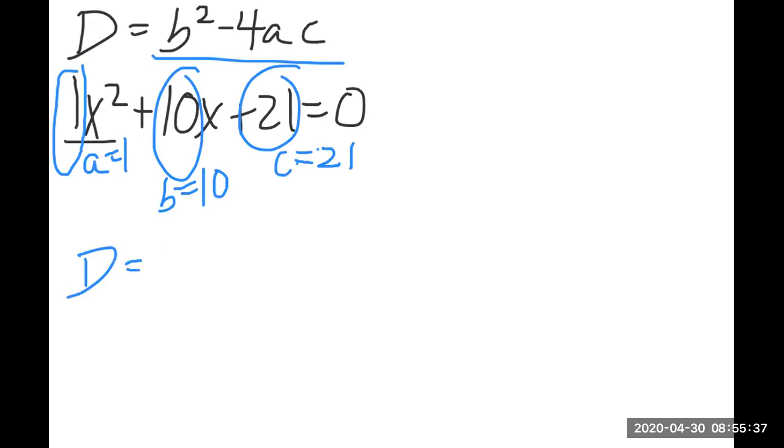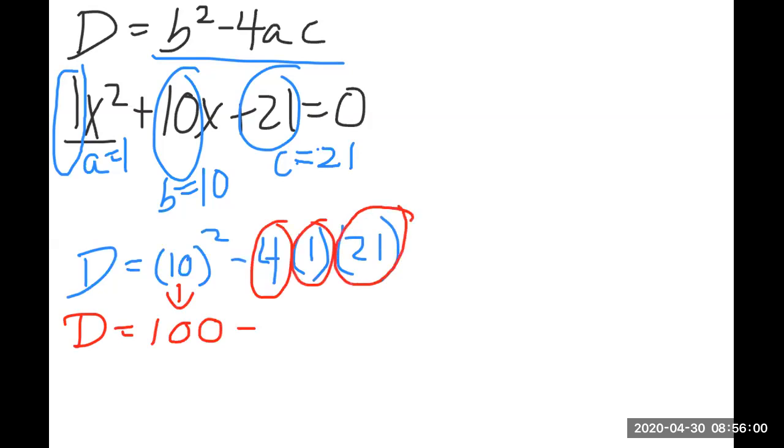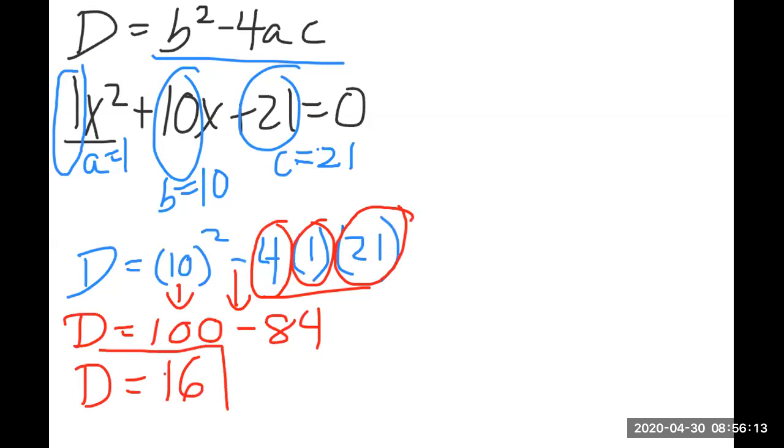So I have b squared first. I'm going to have 10 squared minus 4. I'm going to bring that down, times my a number, which is 1, and then times my c number, which is 21. And now from here, it's calculator work. 10 squared means 10 times 10, so that's 100. And then here, 4 times 1 is 4, and 4 times 21 is 84. So this simplifies to 84, and I brought down that minus sign. 100 minus 84 is 16. So here, our first answer is going to be 16.